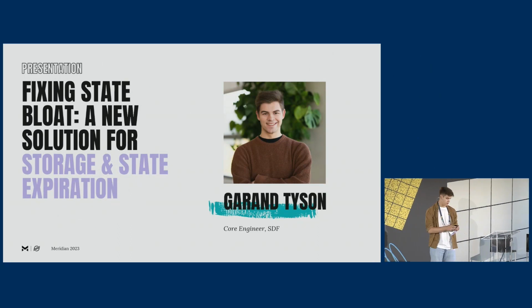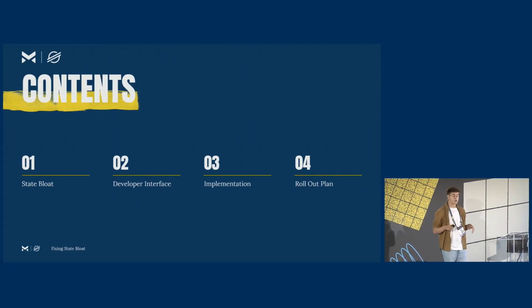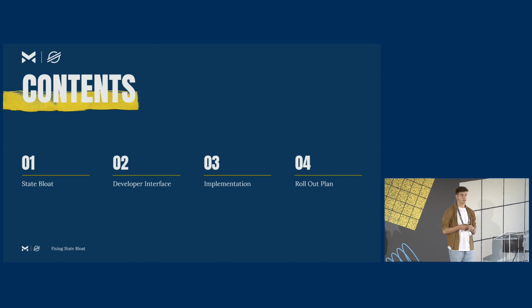Talking about state expiration. The game plan for today: first we'll begin by defining what the problem is, state bloat, and how it affects not only the Stellar blockchain, but all blockchains as a whole. Next, we'll go into the developer interface, which is the tools that you Soroban contract developers will need to use in order to take the best advantage of our state expiration features.